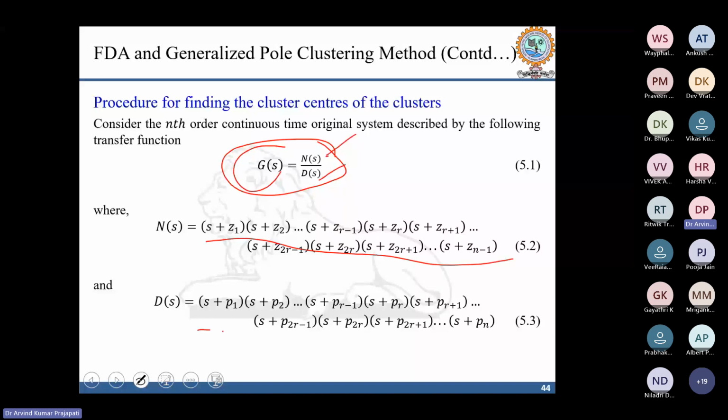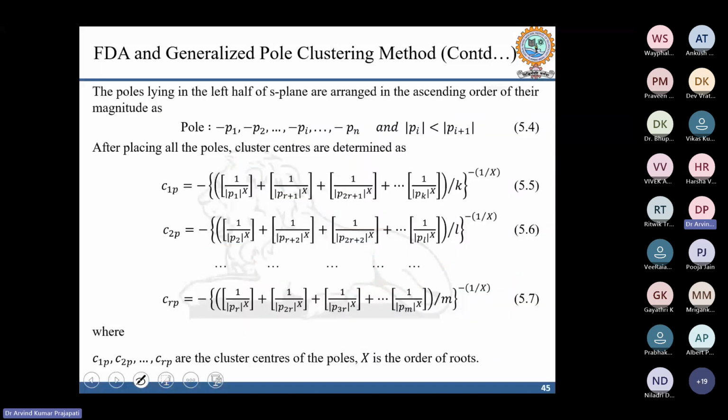And then you know the poles of the original system, so what you can do is make the clusters. Means first you have to make the clusters. Cluster means grouping the poles. So how did I group the poles? First we have to arrange the poles in the ascending order of their magnitude. So all the poles are arranged in the ascending order.